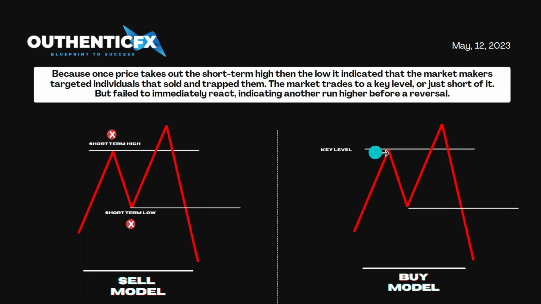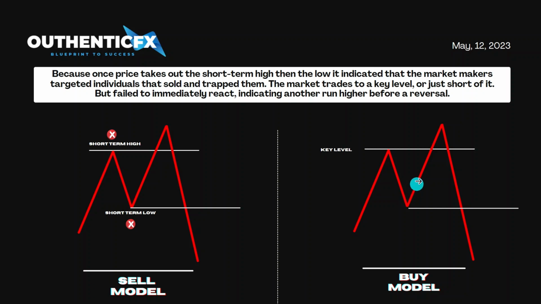So for example, the people who were in the sell sold at a key level, right? Or just short of it, but failed to immediately react, right? Indicating another run before a reversal. So once the market pushed up into this key level, you can see the market failed to react, basically creating a new break of structure at these lows.